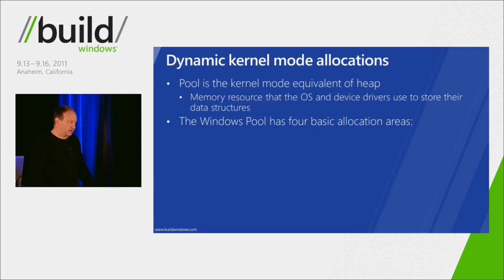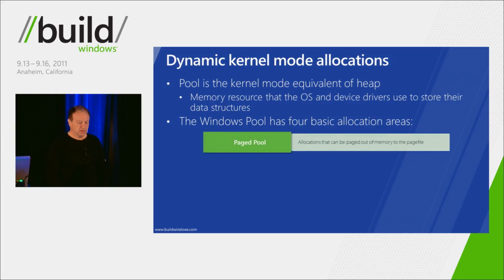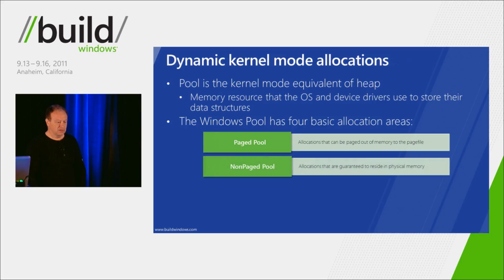Dynamic kernel mode allocations also can occur in multiple places. Since this room is probably mostly composed of driver developers, I would expect you're already fairly familiar with the pool. So there's the page pool, which is, of course, for pageable allocations. There's the non-page pool for non-pageable allocations, and these things are essentially pinned in memory, typically used for things that are accessed either via DMA or at DISPATCH or IPC level.